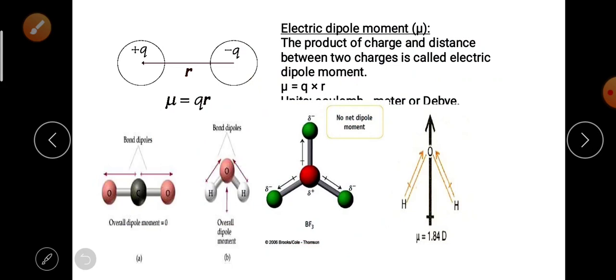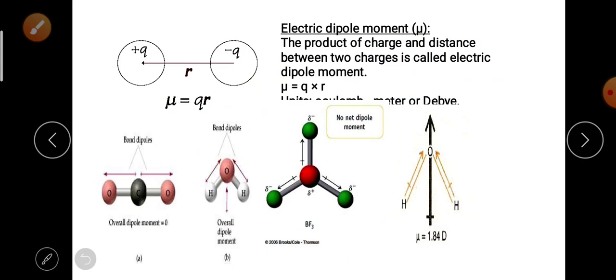Plus q and minus q are separated by a distance r. Here mu is equal to qr. Electric dipole moment mu is equal to qr. The product of the charge and the distance between the two charges is called the electric dipole moment. Dipole moment is equal to q into r. Here there are two charges, one is plus q and the other is minus q, separated by a distance r. Then the moment is equal to q into r.